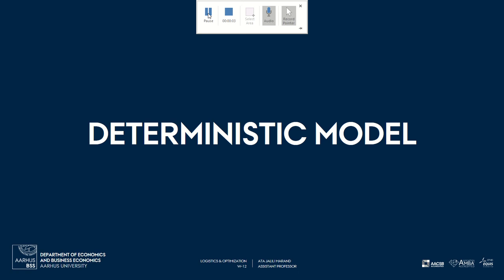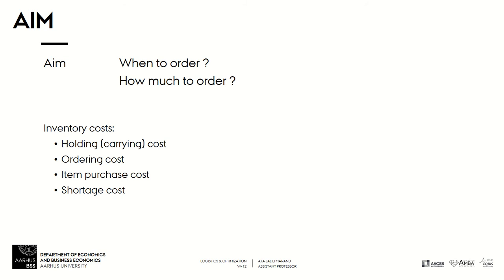Now let's move to deterministic model. Our aim is to determine when to order and how much to order. And we have to make this decision with some economic considerations. Here we will try to minimize the cost, so we need to take into account inventory related costs. We have holding cost, ordering cost, purchase cost, shortage cost. But here in this model we will only consider holding costs and ordering costs.